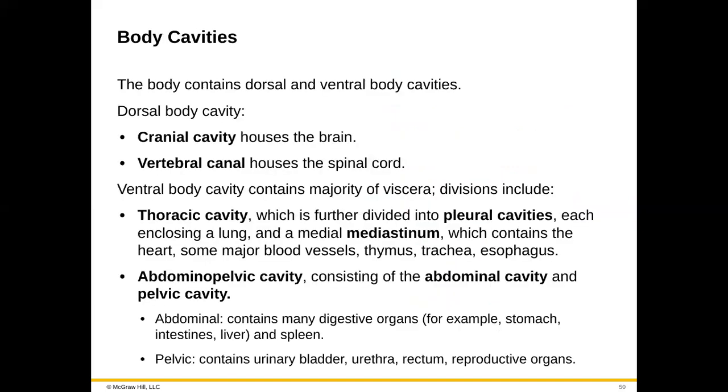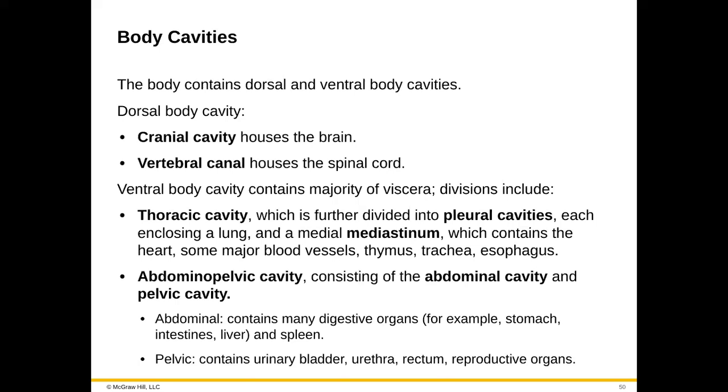So now we're going to talk about body cavities. The body is going to contain both ventral and dorsal body cavities. The dorsal body cavity is going to consist of two smaller cavities: the cranial cavity, which is going to house the brain, and then the vertebral canal or spinal canal, which is going to house the spinal cord. The ventral body cavity has many more cavities than the dorsal body cavity does. It's going to have different divisions within those cavities. So it's important to really understand how to divide up these different cavities, or the ventral body cavity is going to be quite confusing.